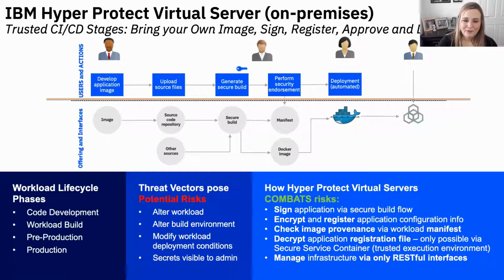So you have these life cycle phases. You've got code development, and then you're probably going to do a build and pre-production and production. Maybe there's QA in between there. Whatever those things are, at some point you end up with an application image. And typically that image is going to be built from some type of source code repository.